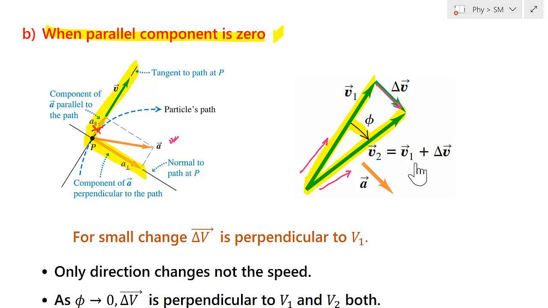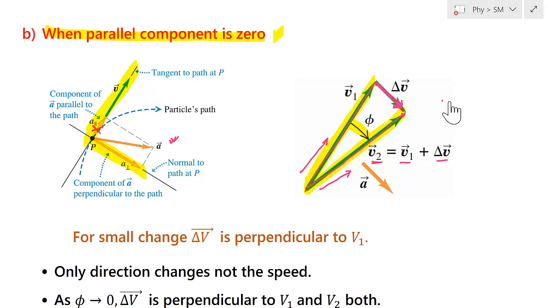So V1 plus delta V is equal to V2. What I am using is simply the triangle law of addition of vectors. So V2 is equal to V1 plus delta V. In other words, delta V is equal to V2 minus V1. So this is the direction of delta V.